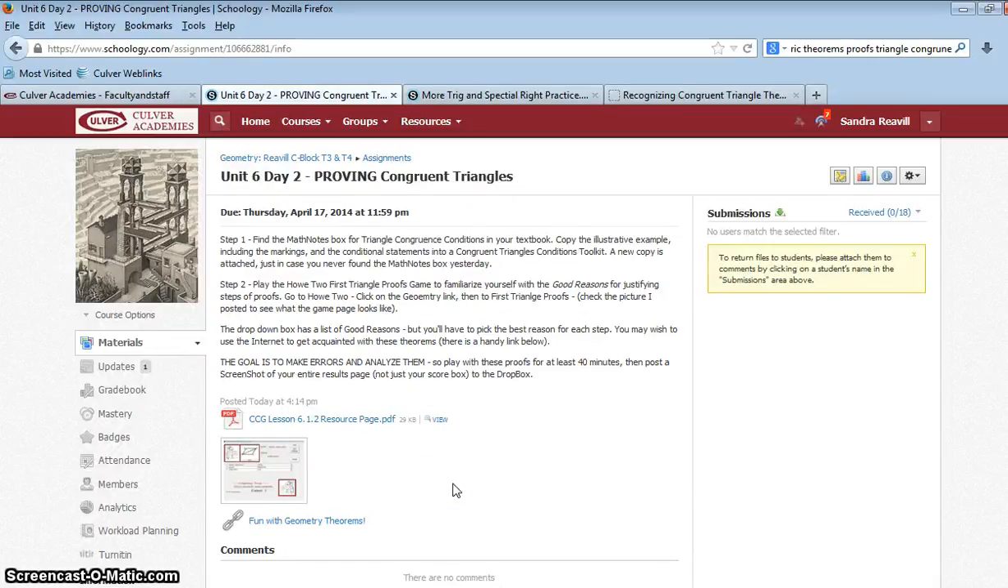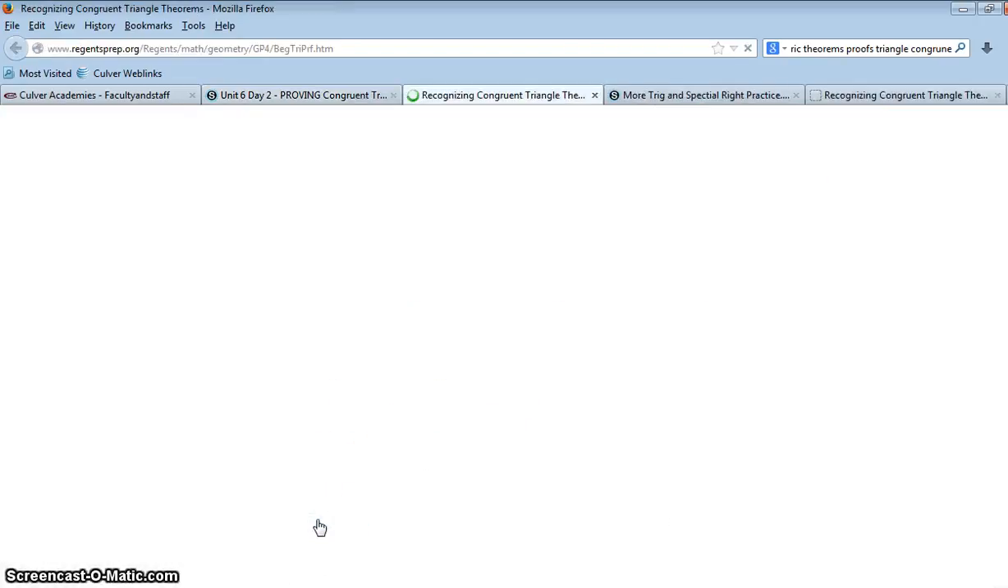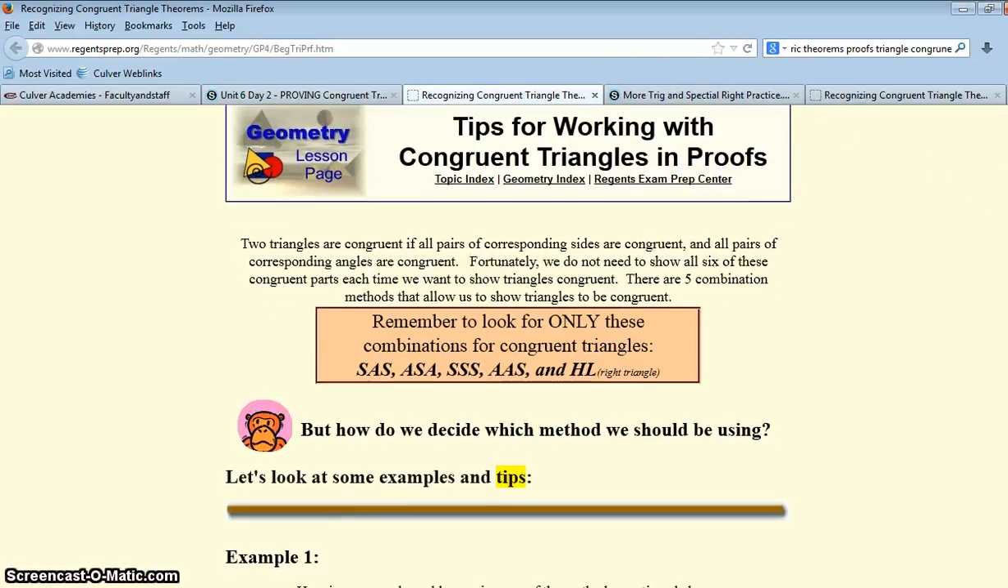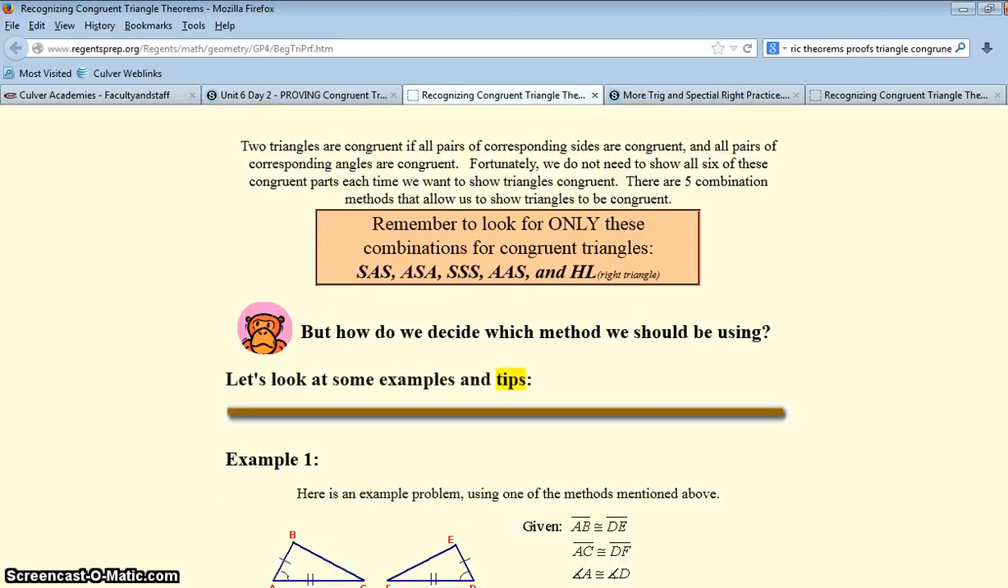So today your task is to do a couple of things. You should click around on this page, recognizing congruent triangles, tips for working with congruent triangles in proofs. Now, there's a lot of abbreviations here, but you really need to know what each of these abbreviations stands for.